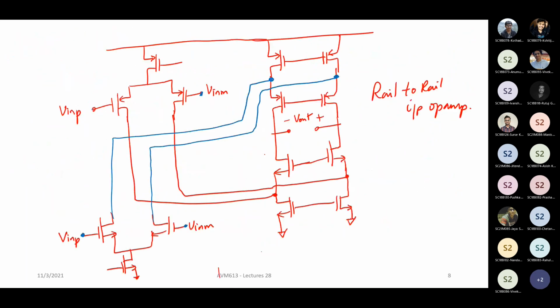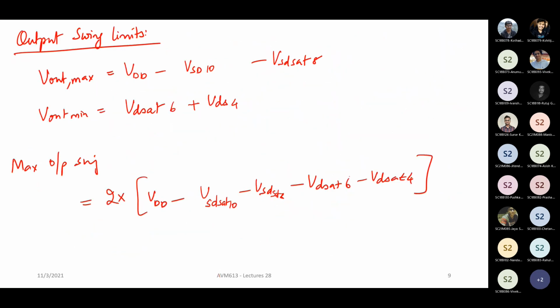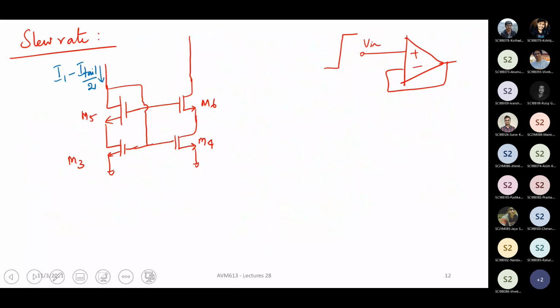Because of this whole thing, it is like stealing away a larger amount of current. That I tail by 2 excess current is being robbed from I1 basically. So only that remaining current is coming in here. And because this is a current mirror arrangement, obviously the same current is going to get copied to the other side here also. And this is where you have your capacitor, right?